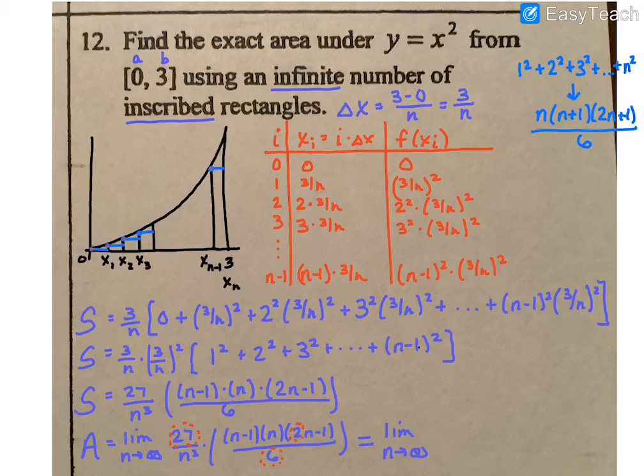And so what I'm going to consider this as is 54 n cubed plus some other terms over 6 n cubed. And remember, when the powers match and we take the limit, it is just the coefficients. So it ends up being 54 divided by 6, which is 9. Since we are finding area, this is 9 units squared.